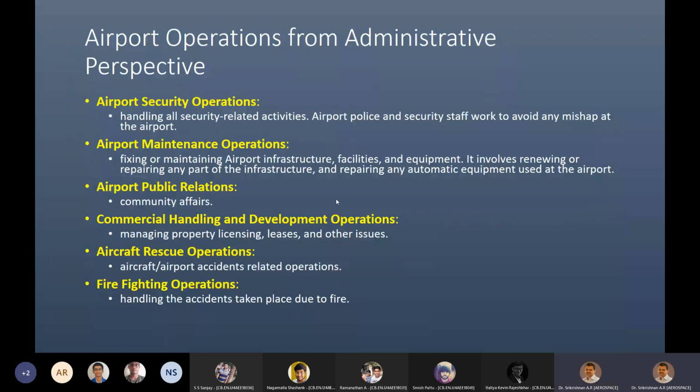The organization structure for any company or any establishment, any institution for that matter, as we know, provides the administrative perspective of the operations. More than administrative perspective, the structure in which the administrative perspective is reflected. So for the airport operations, from the administrative perspective, the various activities which are involved should be categorized.